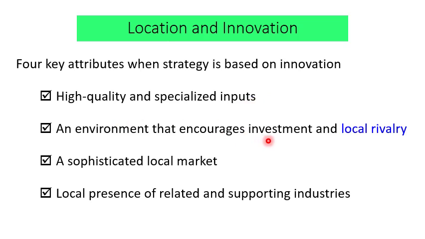Next, an environment that encourages investment and local rivalry. The environment should encourage investment, and it also has local rivalry. That means there should be local competition, which encourages innovation. A sophisticated local market. The local market should be sophisticated so that our firm will compete and innovate. And the other is the local presence of related and supporting industries, which supports our factories or our firms to be innovative.